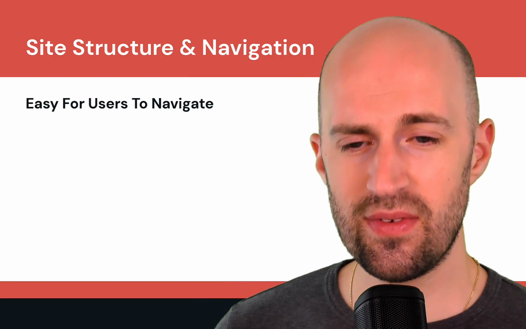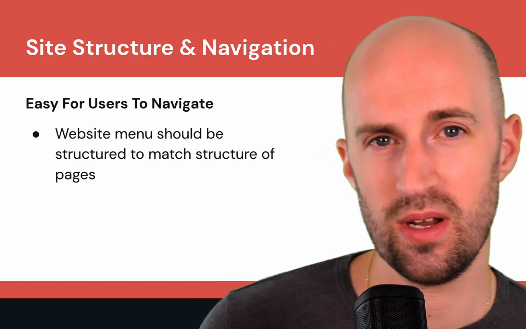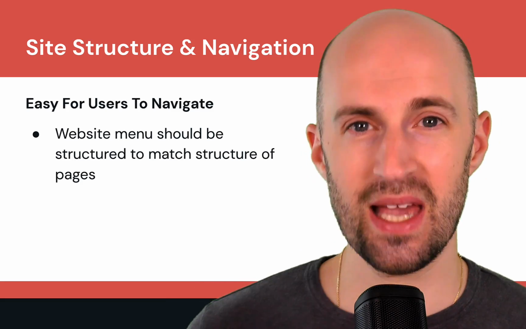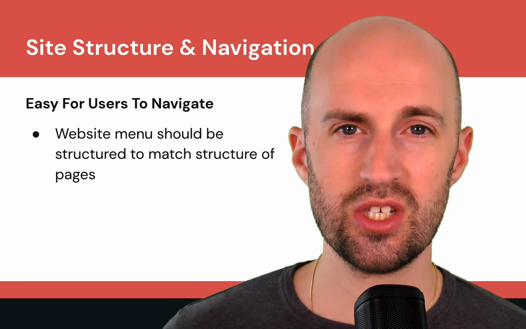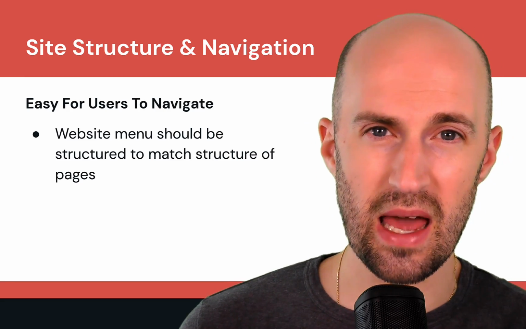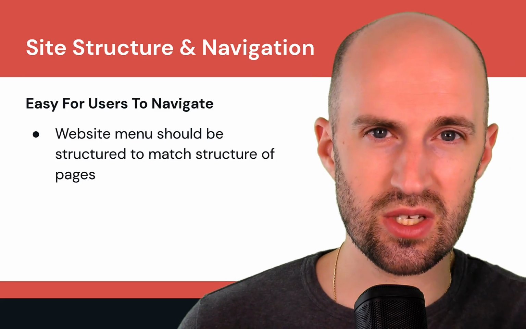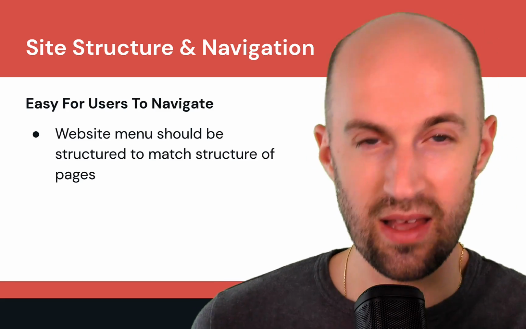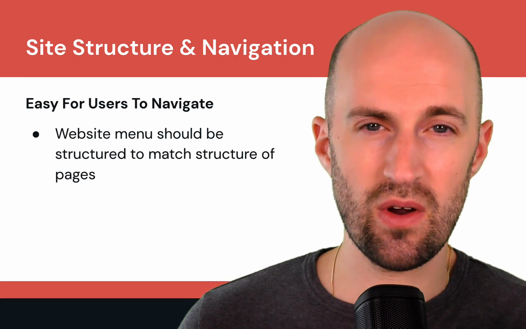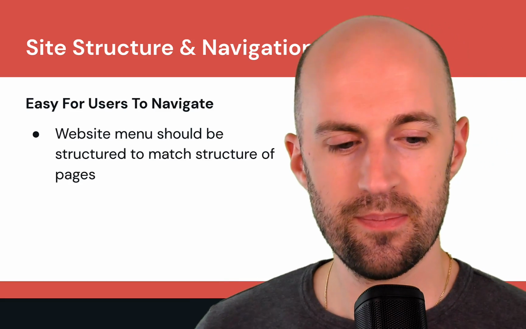Easy for users to navigate. So basically, a website menu at the top or in the footer or on the side needs to be structured ideally to match the structure of the pages it's talking about. Let's say you have 3 levels deep: a category, subcategory and the pages. You don't want to suddenly have a menu that just lists the end pages. You want to have the categories, and then you hover over and it lists the subcategories, and then you hover over and it lists the pages on there. So it makes it easy to discover.